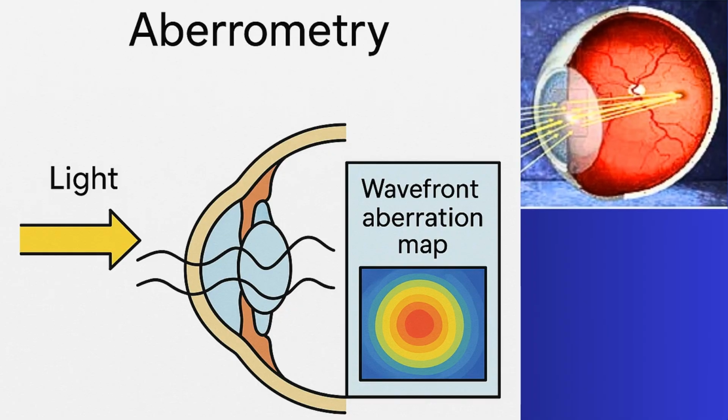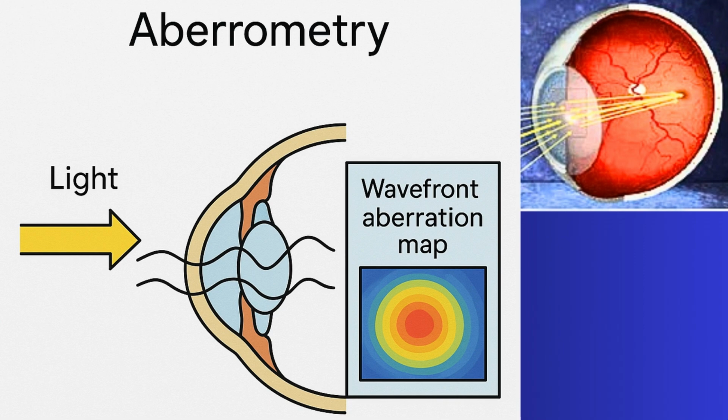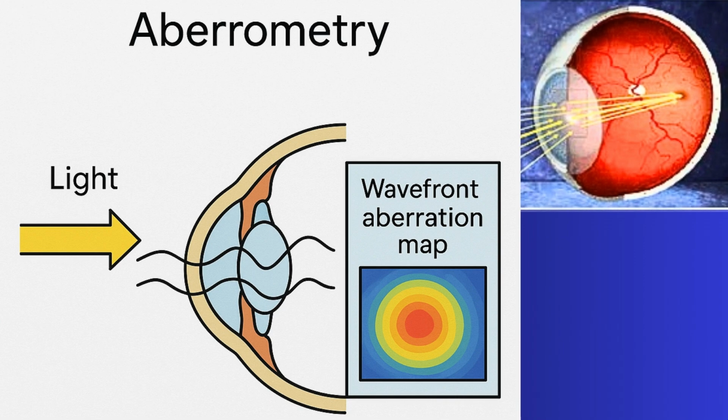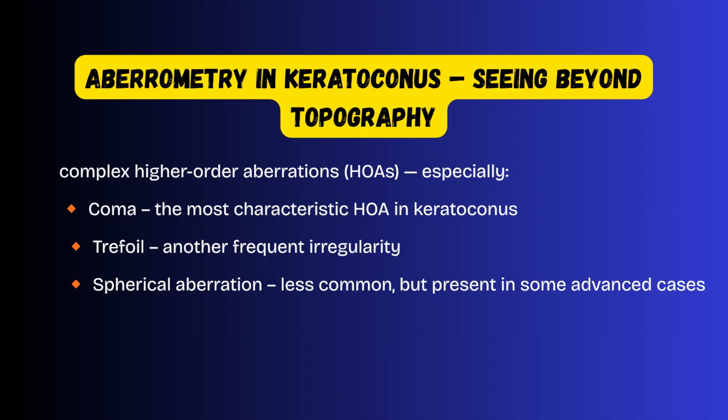Aberrometry measures the way light travels through the eye. It detects optical imperfections that traditional refraction or topography might miss. In keratoconus, the irregular corneal shape creates not just blurred vision but also complex high-order aberrations. These are the coma, which is the most characteristic high-order aberration in keratoconus, trefoil, which is another frequent irregularity, and spherical aberration, which is less common but present in advanced cases. Coma looks like a comet tail on the wavefront map, and it correlates with the inferotemporal steepening typical in keratoconus.